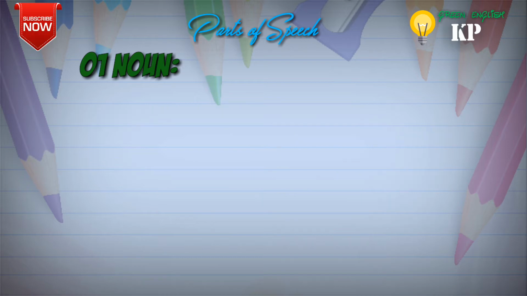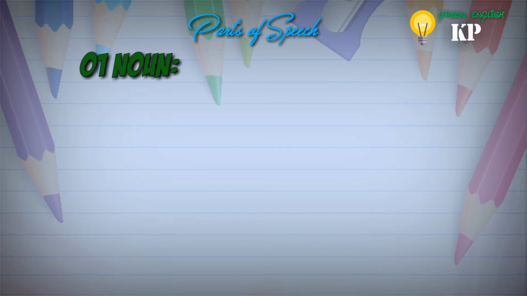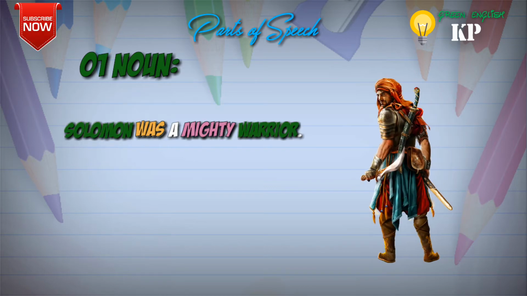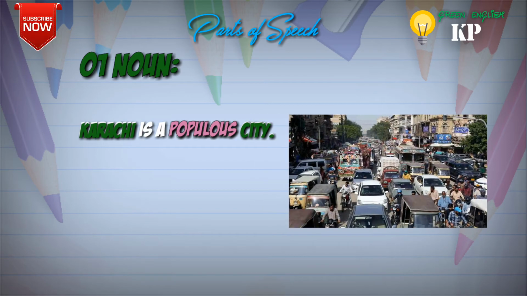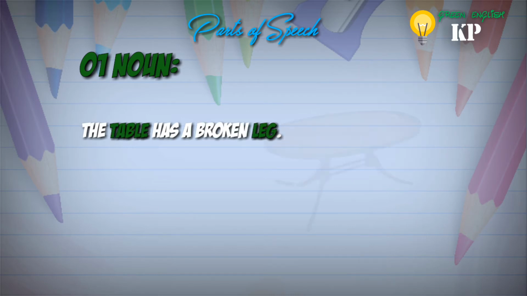By definition, a noun is a word which names a person, place, or thing. Or we can say a noun is a naming word. Examples: Solomon was a mighty warrior. Karachi is a populous city. The moon has many scars. The table has a broken leg.